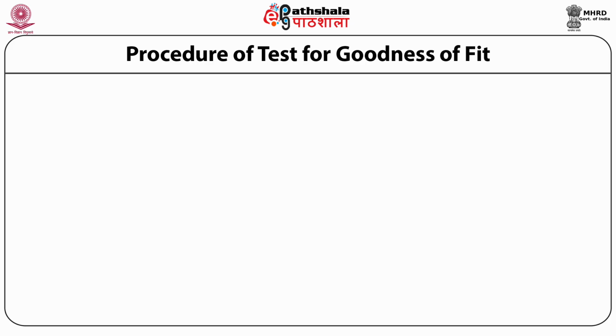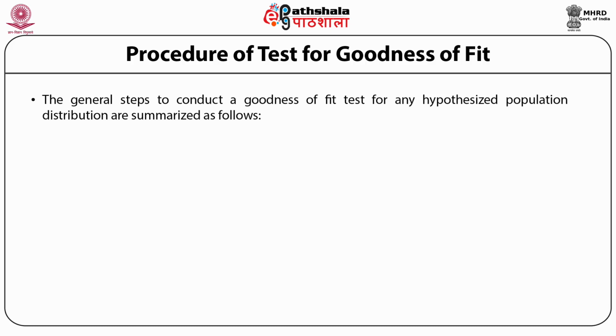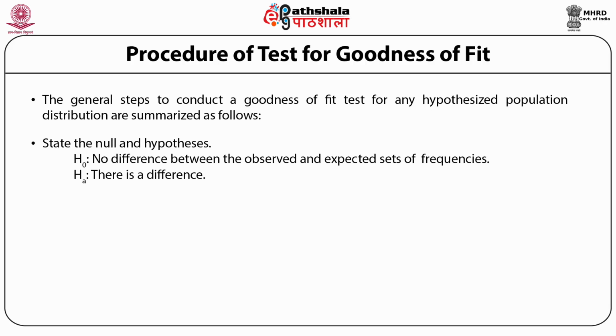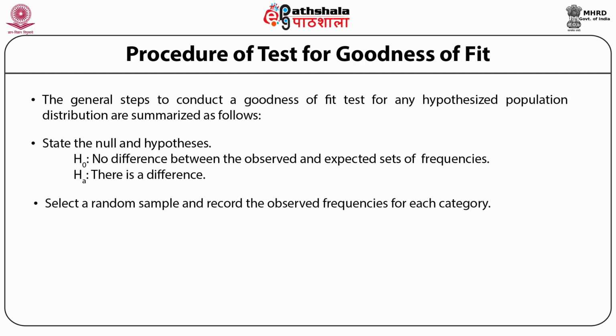Now let us discuss the procedure that you need to follow to test for goodness of fit. The general steps to conduct a goodness of fit test for a hypothesized population distribution are as follows. First of all, you need to state the null hypothesis, and we know that the null hypothesis says that there is no difference between the observed and the expected set of frequencies. As a result, your alternative hypothesis will say that there is a difference between the observed and the expected set of frequencies. The second step is to select a random sample and record the observed frequencies for each category.